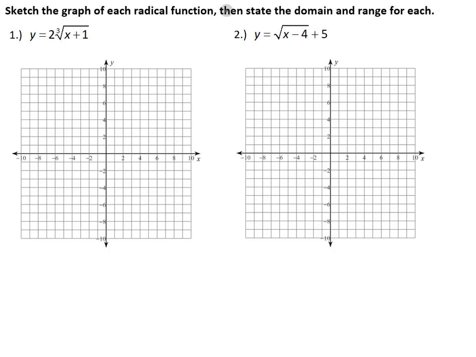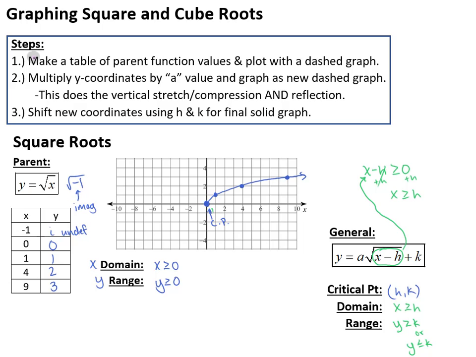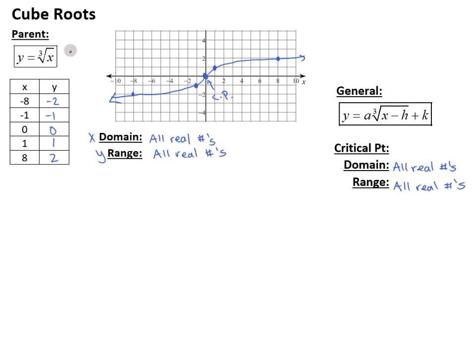It says sketch the graph of each radical function, then state the domain and range for each. Okay, so for our first one here, we're given a cube root graph. And if you remember our steps in the beginning, first thing we want to do is make a table and plot our parent function values, which we're actually going to steal, since it's a cube root graph, this table.